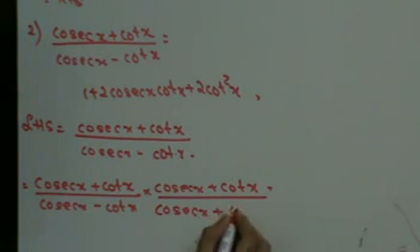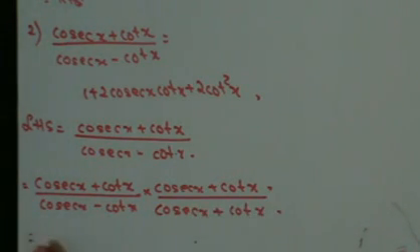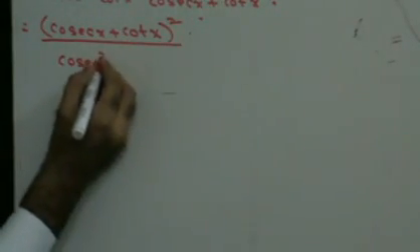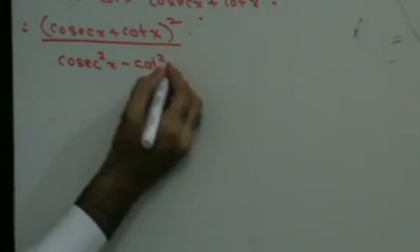Cosec x plus cot x. So my numerator becomes cosec x plus cot x into cosec x plus cot x, that is cosec x plus cot x the whole square. The denominator is in the form a minus b, a plus b, which will be a square minus b square.